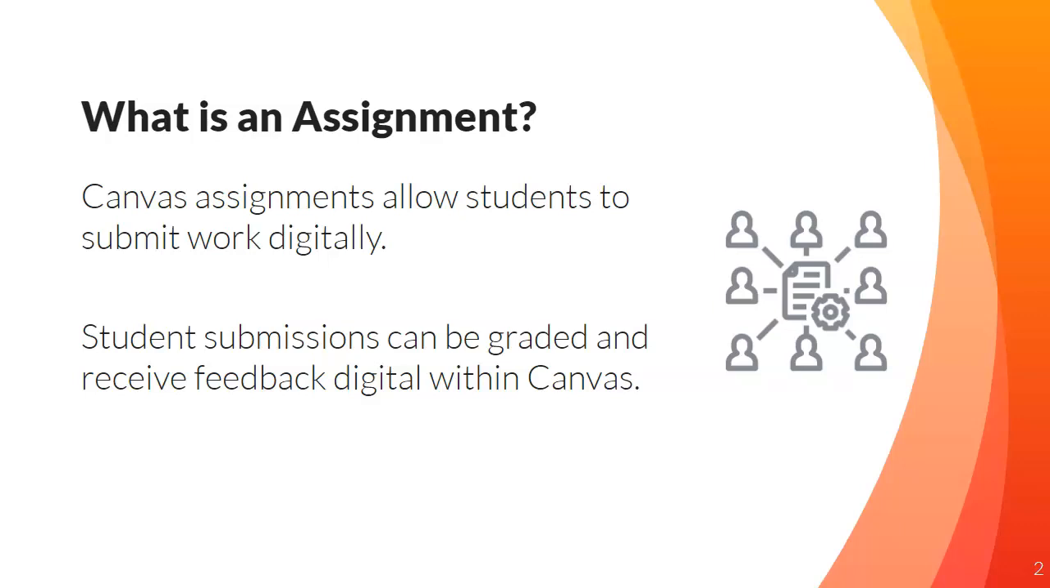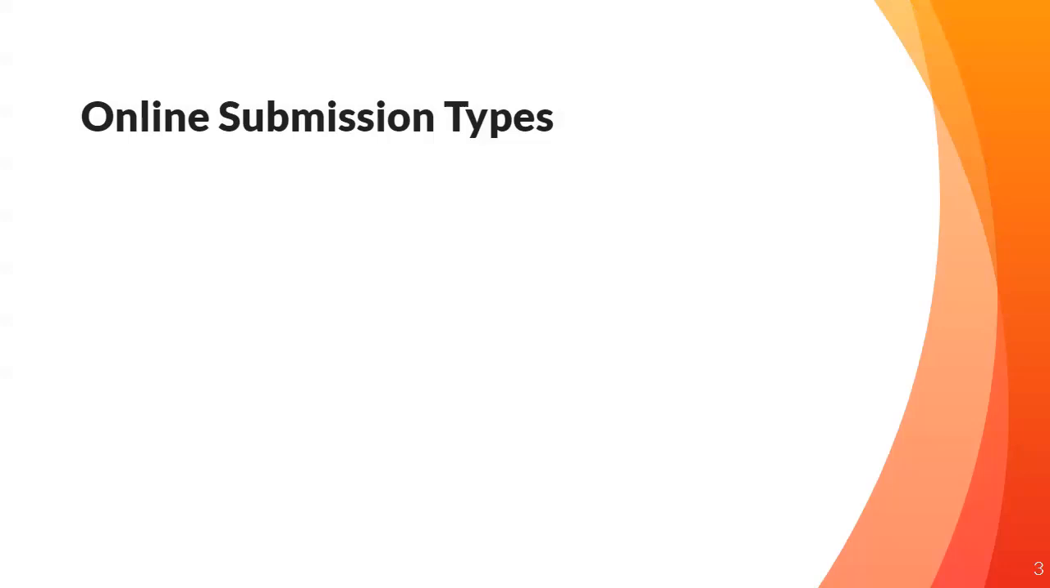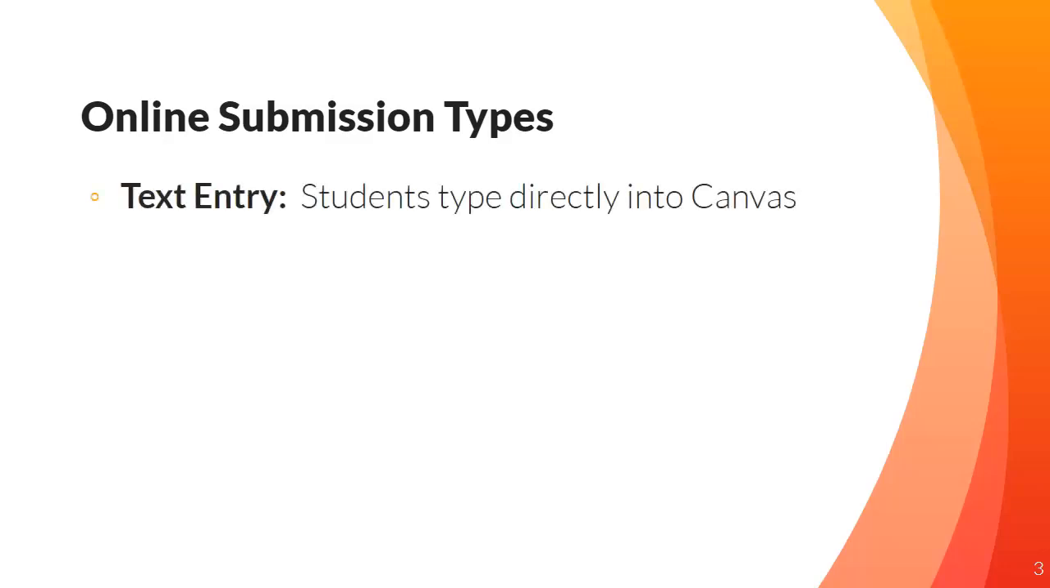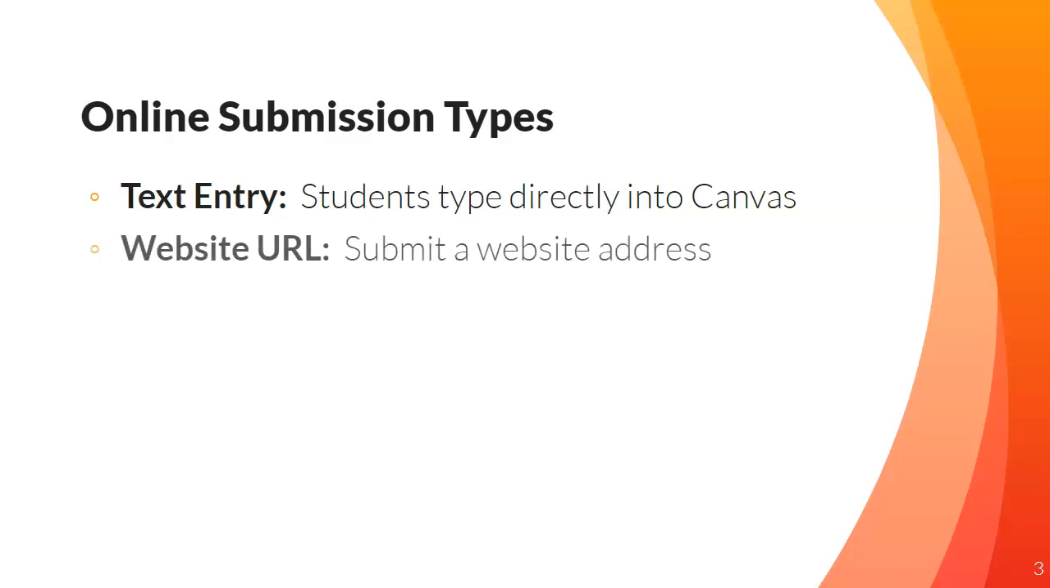So Canvas can take over that entire workflow for you in a paperless fashion. So you can push out the work, students complete the work digitally, and submit the work back to you to be graded and receive comments and feedback. Of course, there are several different ways that you can allow students to submit their work to Canvas. First and foremost, there is text entry. So you might create an assignment that is just a text entry where students type their answer right into Canvas.